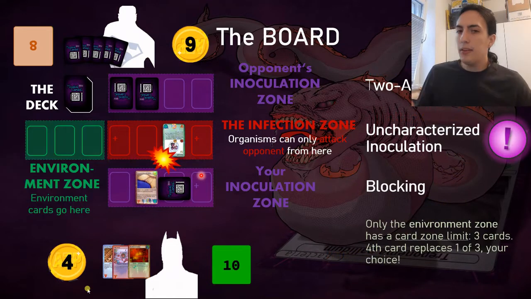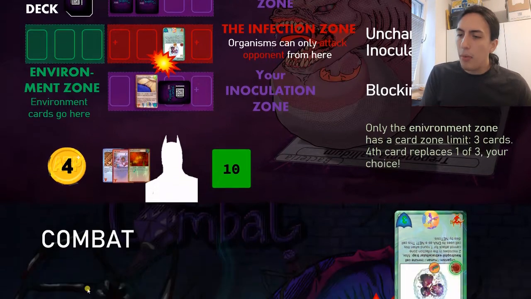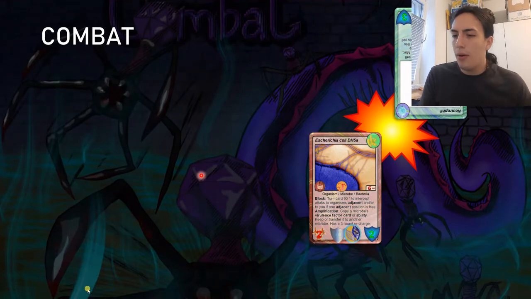Okay, lastly, there's this environment zone, which is for environment cards, which unless you're building your own deck, they're not that useful generally. So I have left them out of most decks right now that you can play with. So don't worry about that at all.